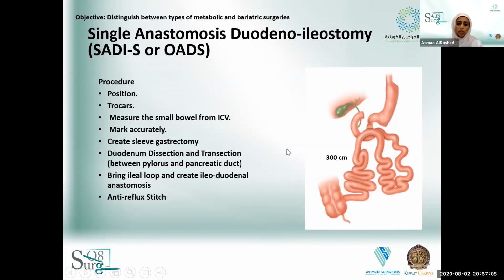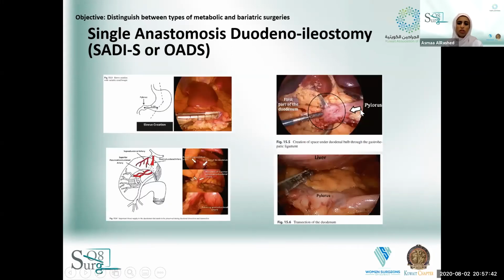So the differences I want you to focus on: think about the single anastomotic duodenal switch as almost like the duodenal switch, except it has only 1 anastomosis. All right, so the anastomosis basically will be from the ileocecal valve. You will measure about 300 centimeters, or 3 meters, and then you're going to use the loop to do your anastomosis, right? And you're going to do that after you created your sleeve. So only 1 anastomosis and not 2.